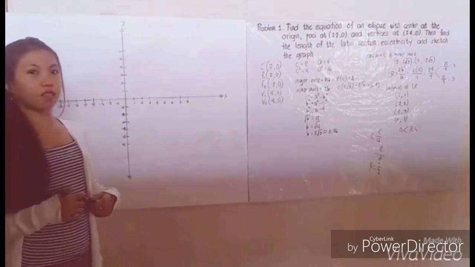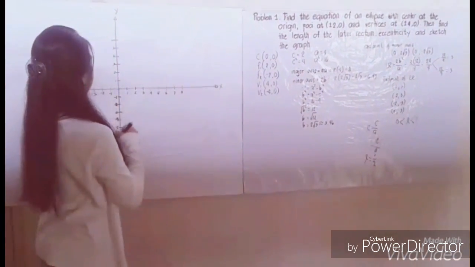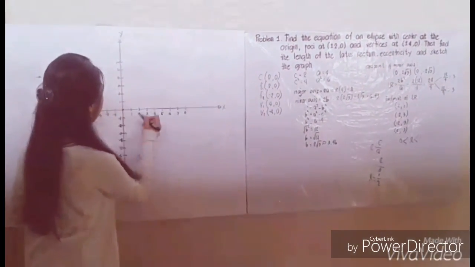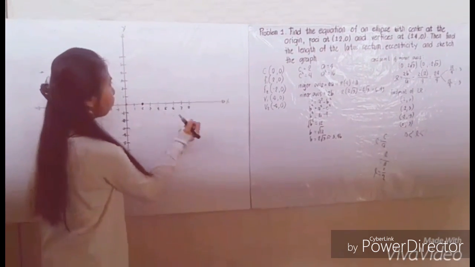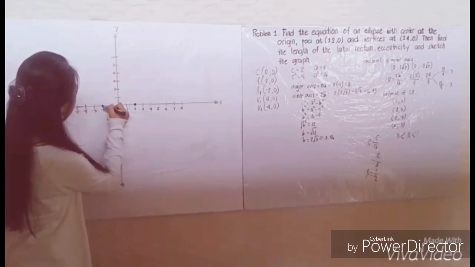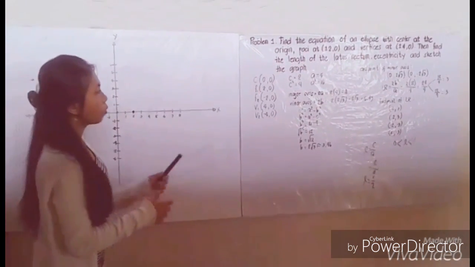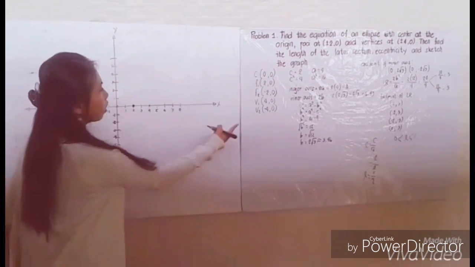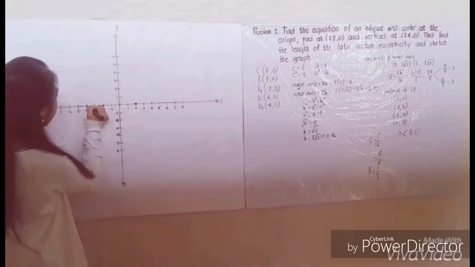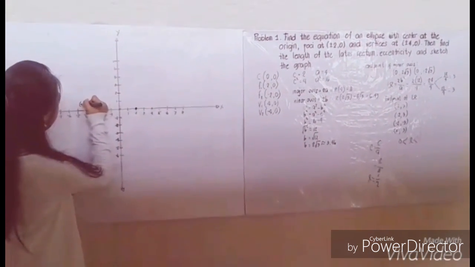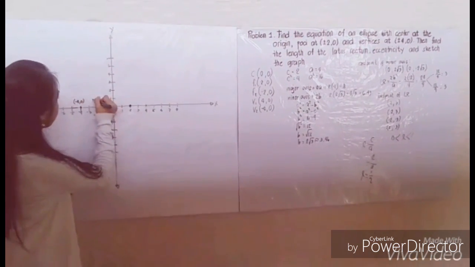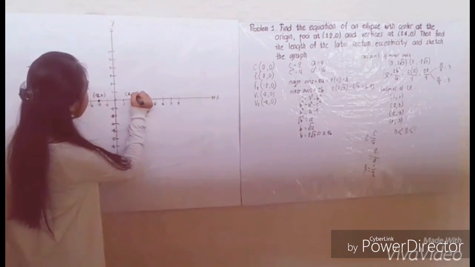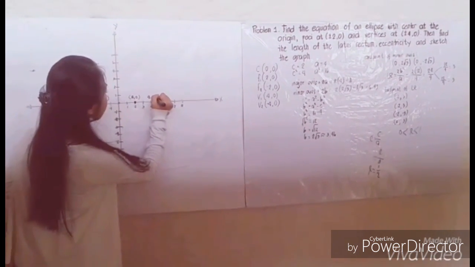We can now sketch our graph. So we have the center at 0, 0. Here we have our focus 1, which is 2, 0, and our focus 2, which is negative 2, 0. Here we have also our vertex 1, which is 4, 0, and our vertex 2, which is negative 4, 0. So we have to mark negative 4, 0, negative 2, 0, positive 2, 0, and 4, 0.